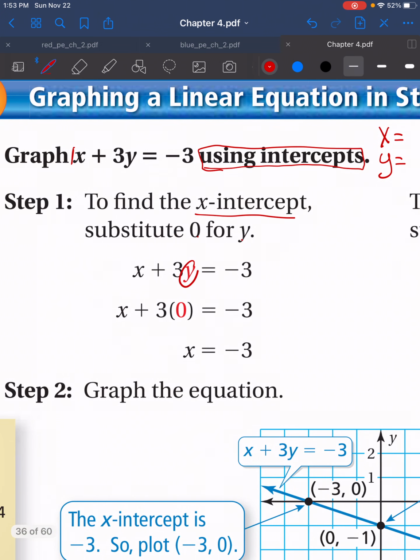Put a 0 in for y. 3 times 0 is 0, so it's bye-bye. Just left with an x. X equals negative 3. Which means if I had a graph, I'd go to negative 3 and put a dot.